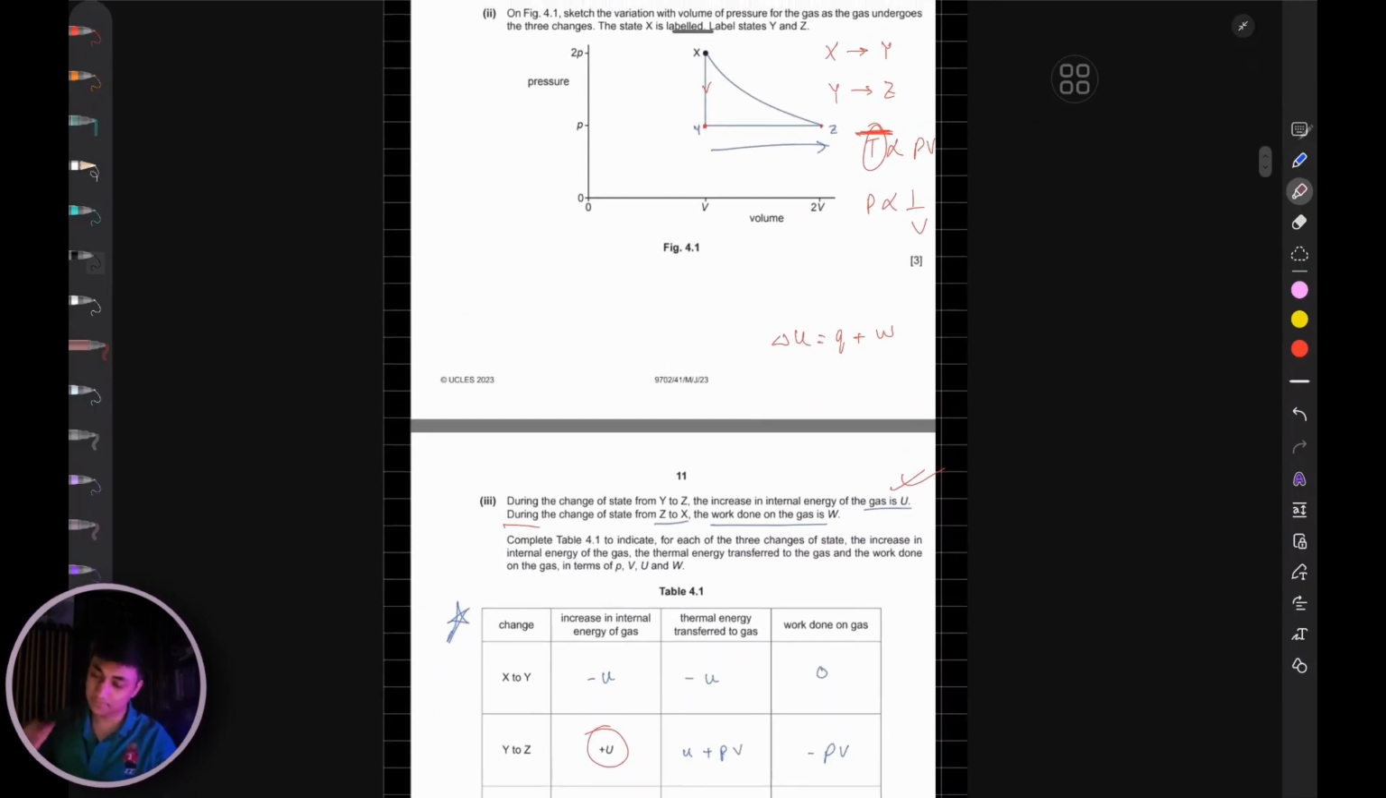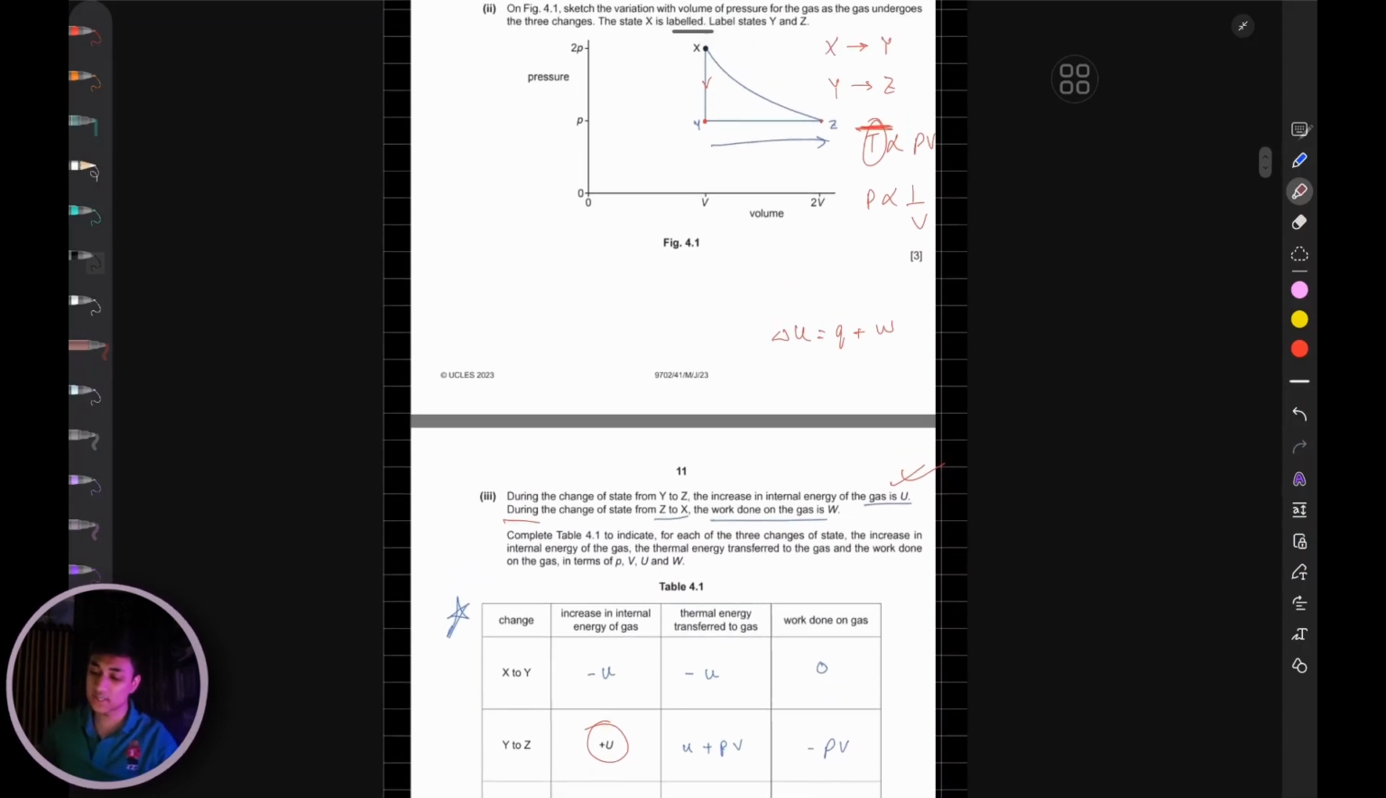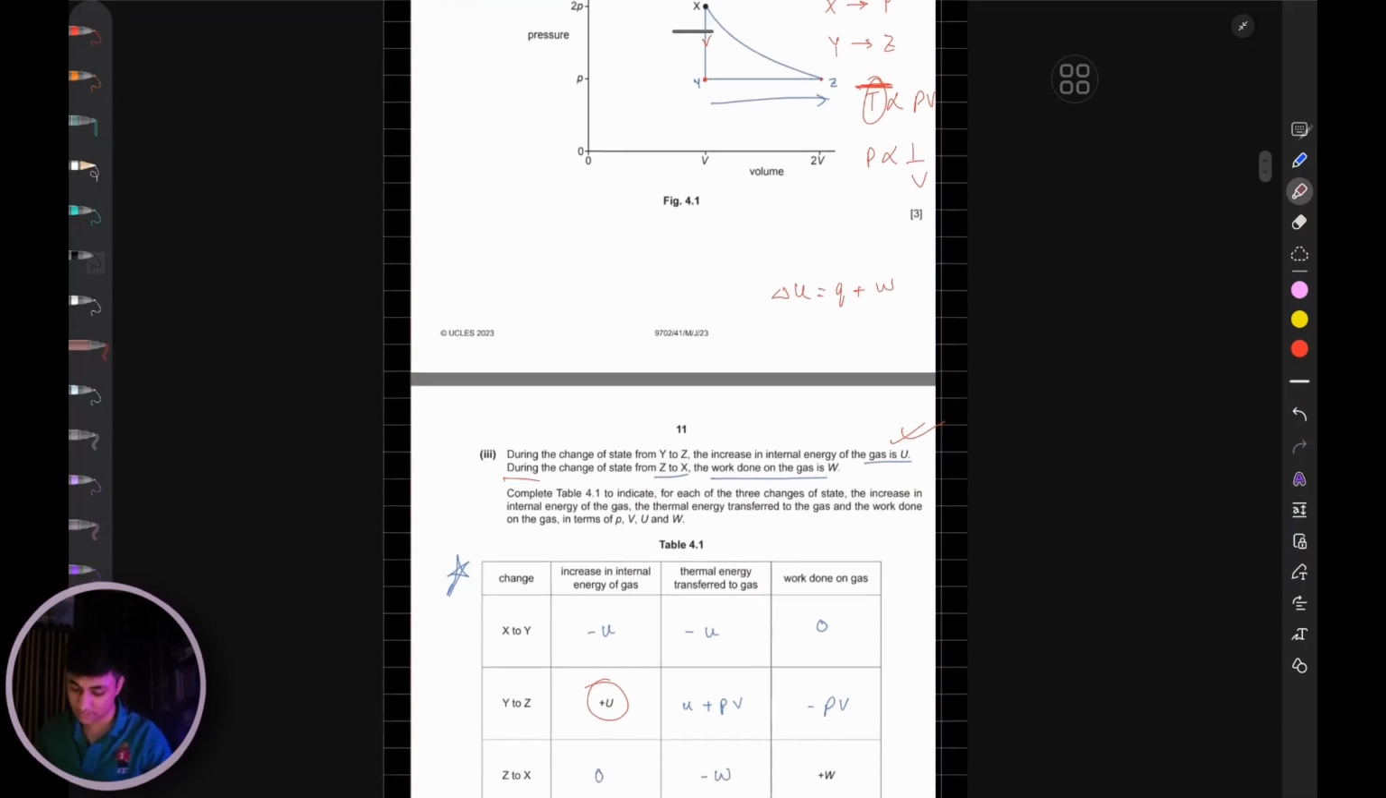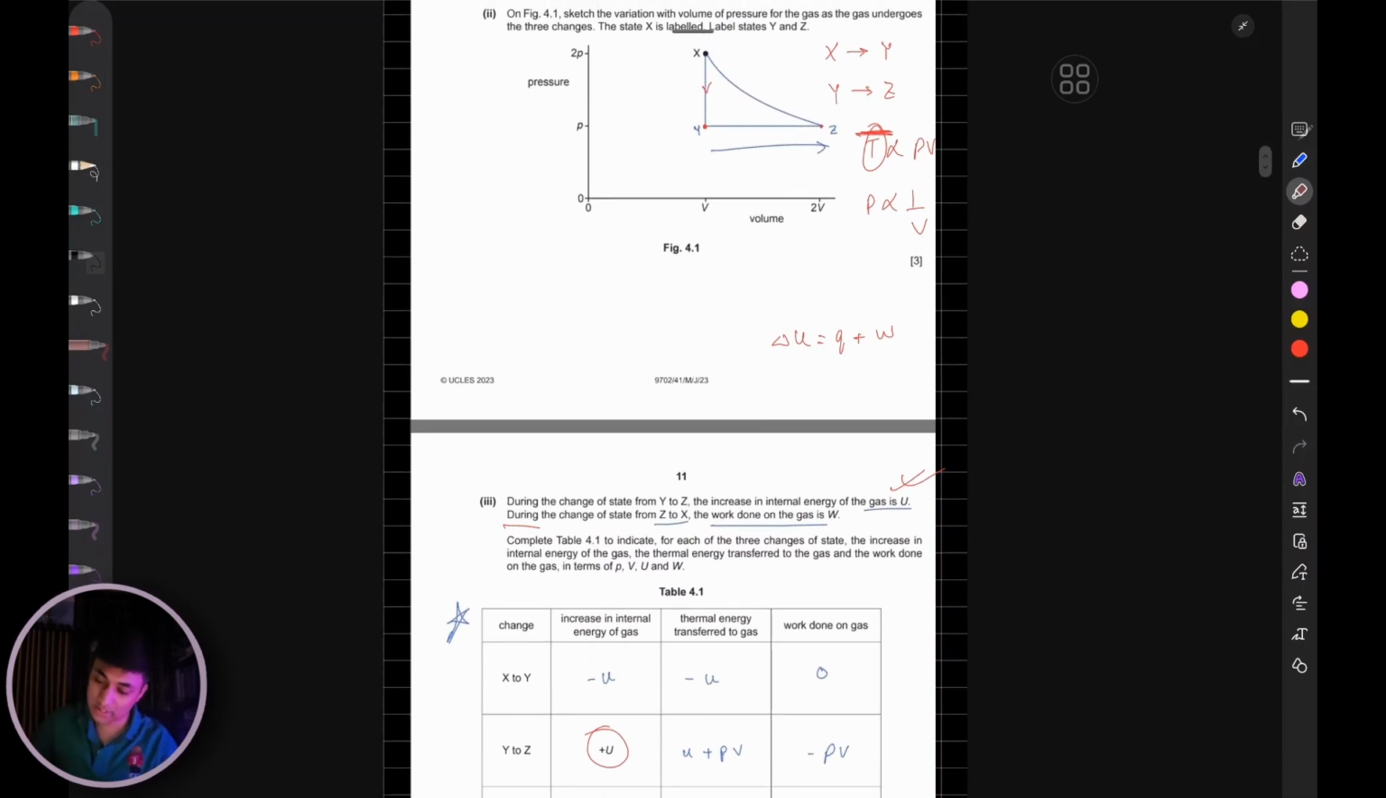You know, from Z to X, since the change is happening at constant temperature, the change in internal energy is going to be 0. The change in internal energy from Z to X is actually 0. Why? Because there's no change in temperature. And you know del U, there's going to be a change in internal energy only when there's a change in temperature. Otherwise, there's no change in internal energy of any system.